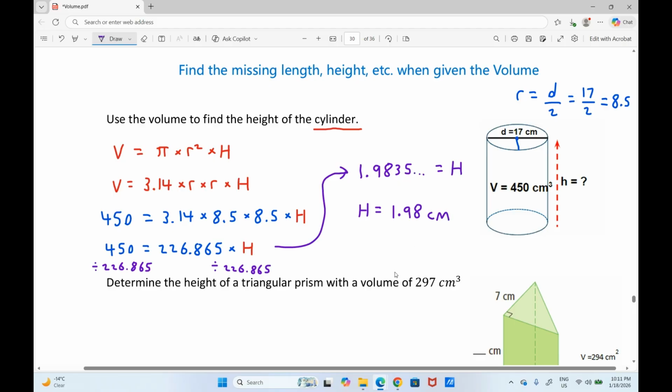Now, how do I check my work? Well, I would use this equation again. Just let h be 1.9835 dot dot dot, times my radius of 8.5, times it again by 8.5, and times it by 3.14. And if I do so and I get 450 as an answer, then that means I did the question correctly.